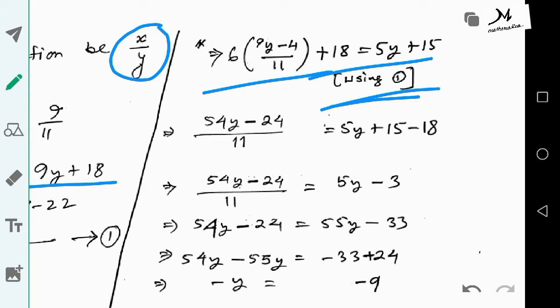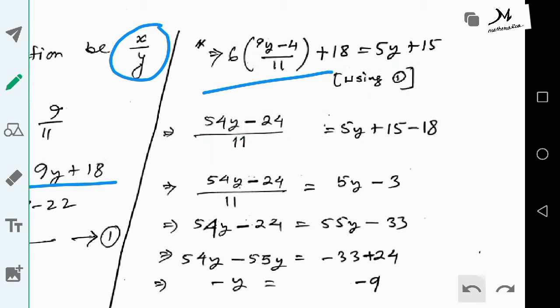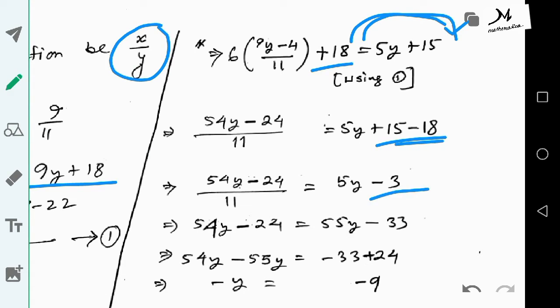Now multiply 6 here and here. So 9y into 6 is 54y, and 6 into minus 4 is minus 24. Now 18 is transferred to the other side of the equal sign, so this plus 18 becomes minus 18, so 15 minus 18 is minus 3 here.